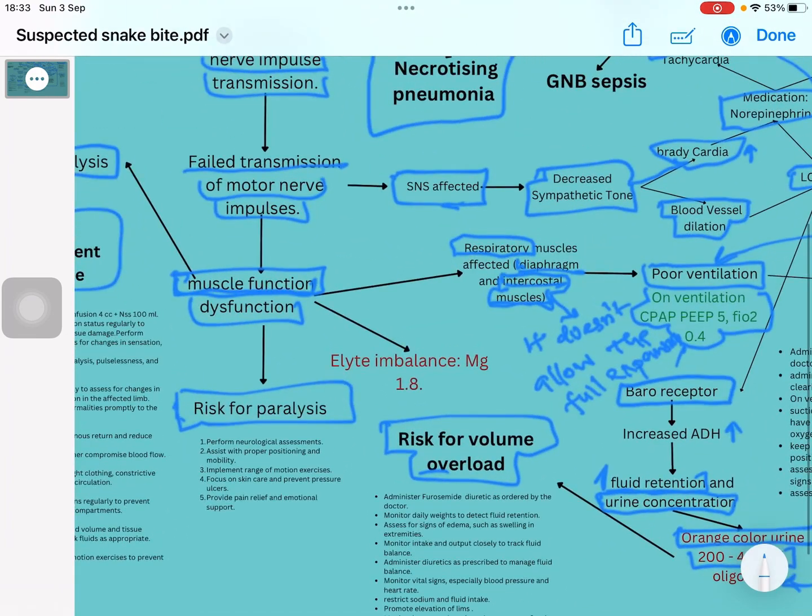And also due to the muscle dysfunction, we have low magnesium here, an electrolyte, which can cause electrolyte imbalance. In muscle, magnesium helps in relaxation of muscles. So when the muscle doesn't function well, it can also cause the decrease in magnesium.